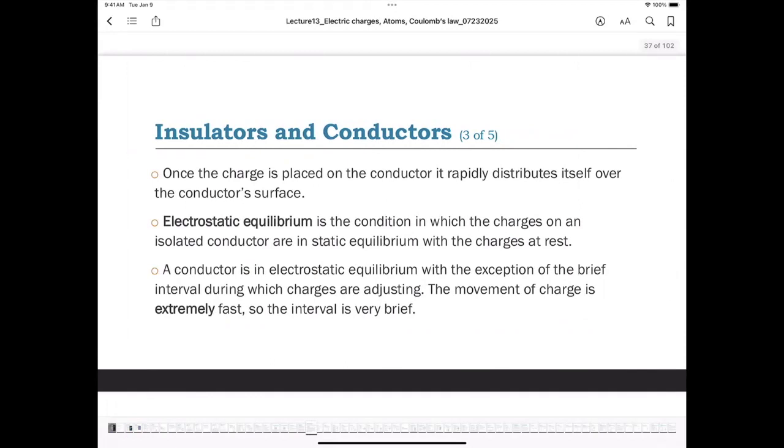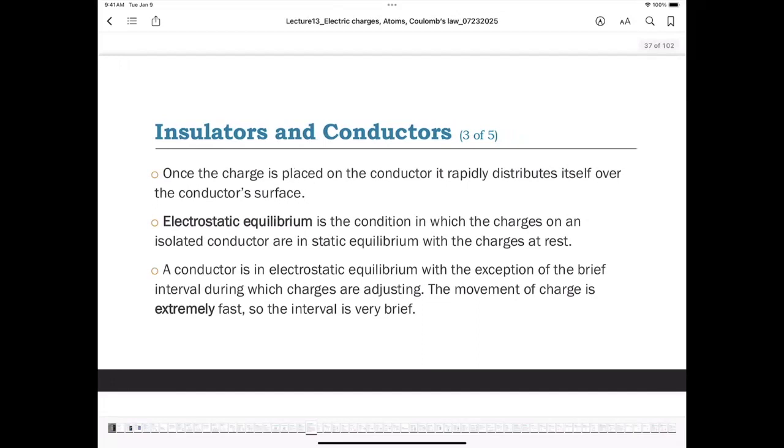Let's talk about electrostatic equilibrium. Electrostatic equilibrium is a condition in which the charges on an isolated conductor are in static equilibrium, with charges at rest. This is a static equilibrium. This is a condition.